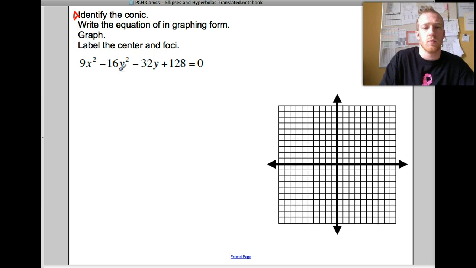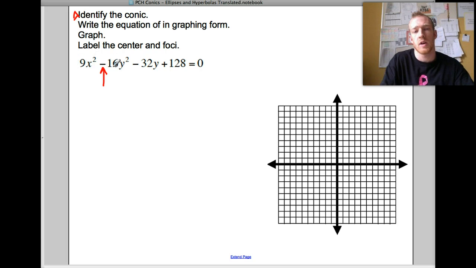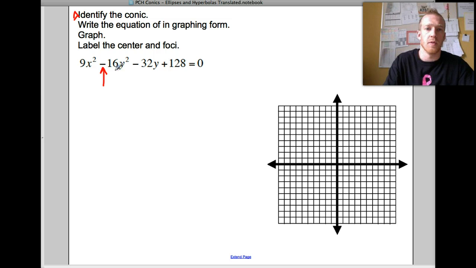Now, see how the y squared term is negative? Since this is negative, that means we have a negative squared term. That's going to be a hyperbola. If they were both negative, we could divide the whole thing through by a negative, and we'd have an ellipse or a circle. But this is going to be a hyperbola, and it's going to be a sideways opening hyperbola because the x squared is our positive term.